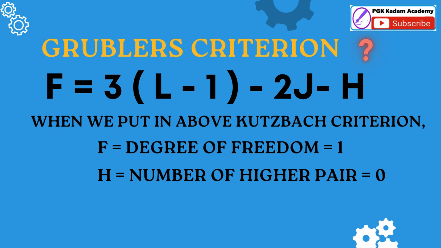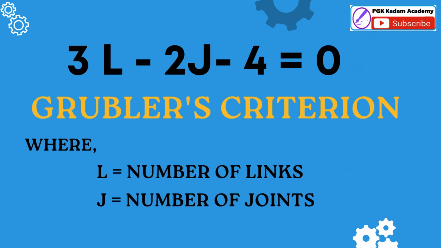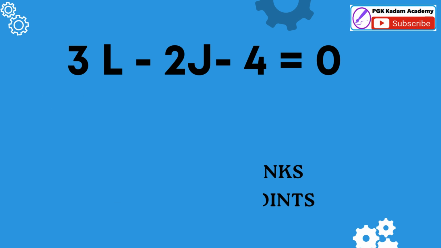Now we study Grubler's criterion for plane motion, given by the equation degree of freedom F equal to 3 times (L minus 1) minus 2J minus H. When we put F equal to 1 and H equal to 0 in this Kutzbach equation, we get a constrained motion given by 3L minus 2J minus 4 equal to 0. The above equation is called Grubler's criterion for plane motion.